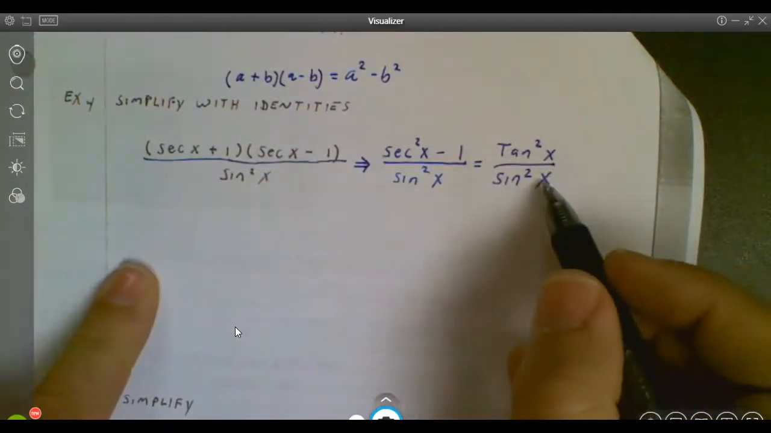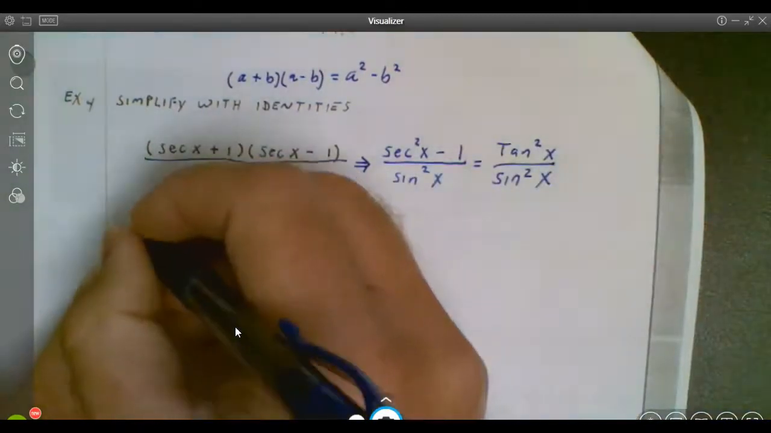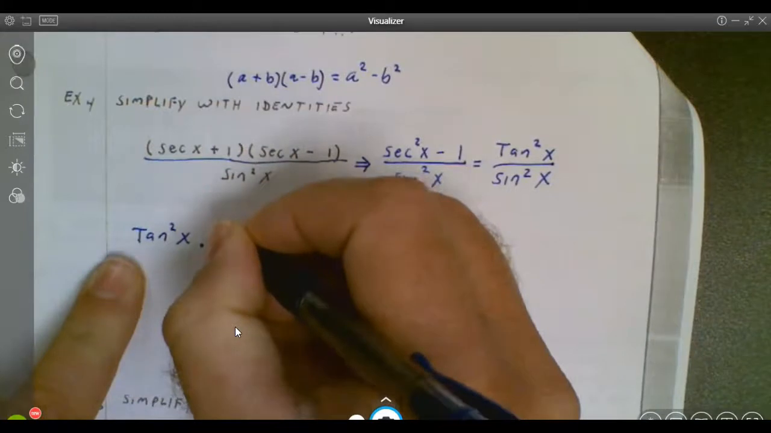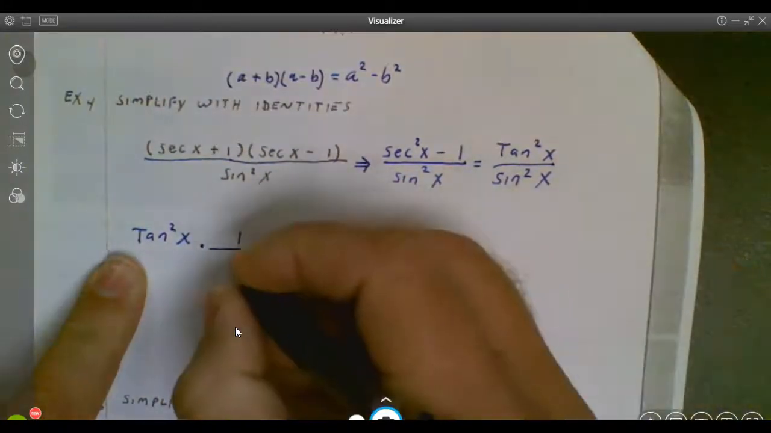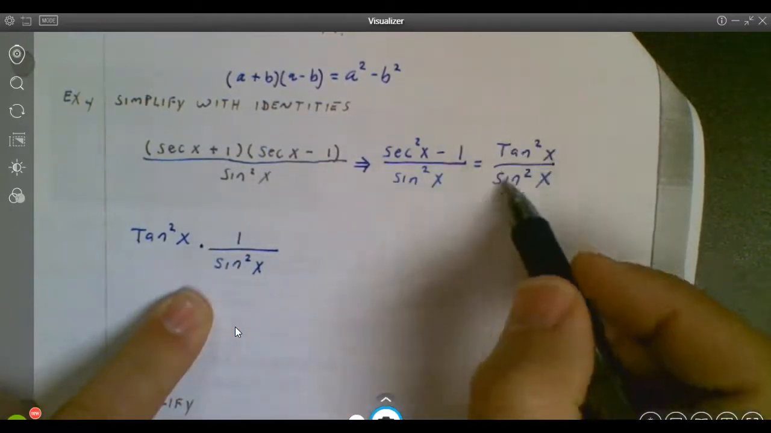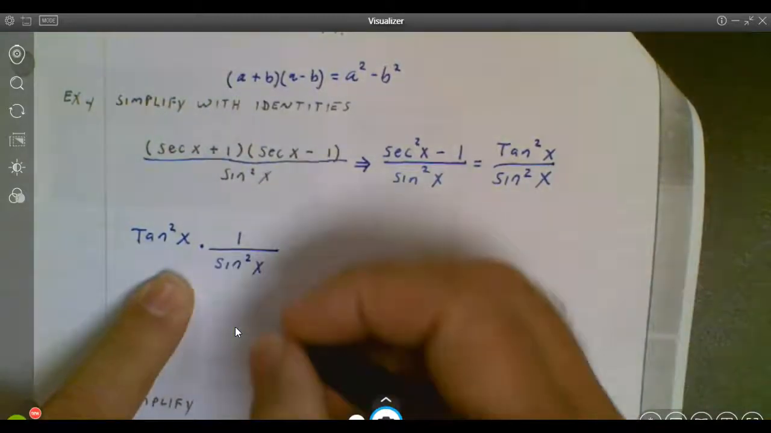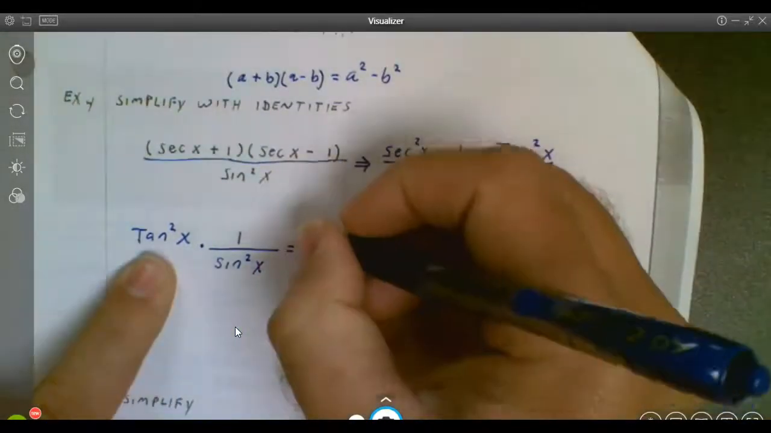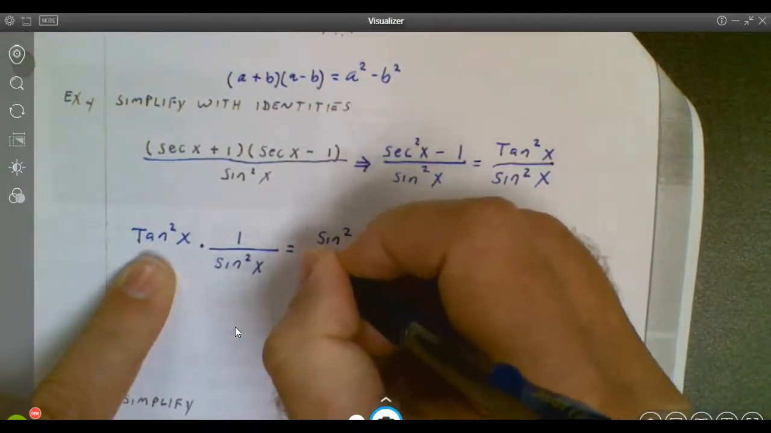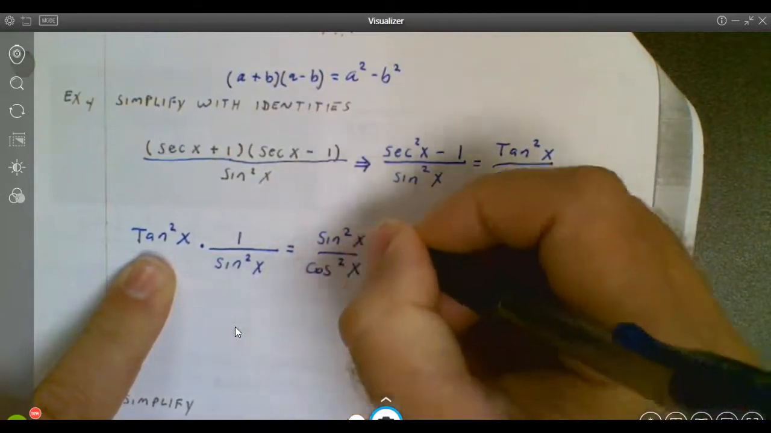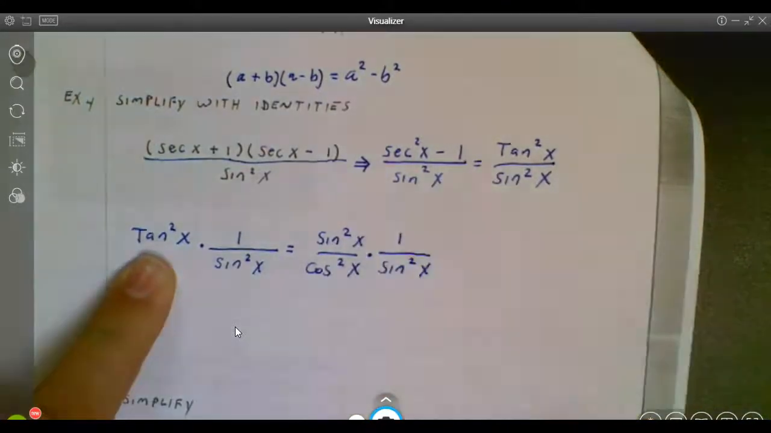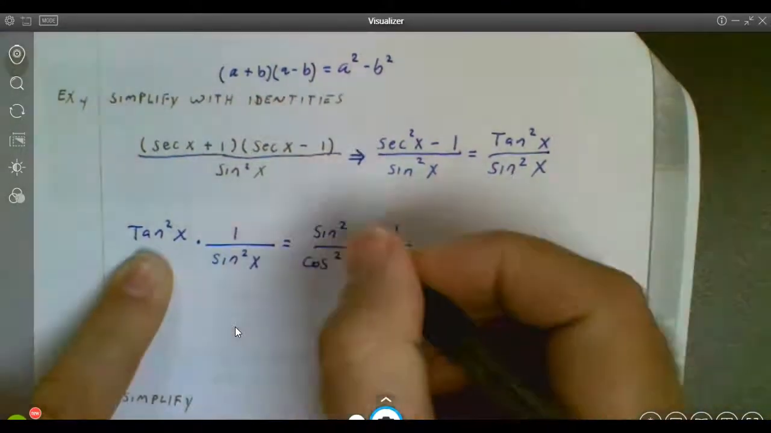I'm going to separate these just so you can see my next move a little more clearly. So I'm going to keep my tangent squared of x times 1 over sine squared x. That's really what this means right here. I'm just separating them so that you can see what's going on in my next move. So we know that tangent is sine over cosine. So here's what I have now, and now we can see the obvious cancellation.